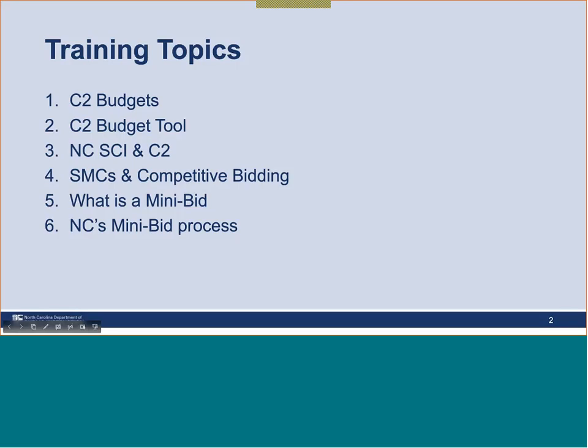Moving on, our training topics for today, of course, are C2 budgets. We're going to look at the Category 2 budget tool so that you can know exactly how much money you have to work with. We're going to look at how North Carolina and the School Connectivity Initiative helps with Category 2. We're going to talk about our state master contracts and competitive bidding. We're going to talk about what exactly is a mini bid and our mini bid process.